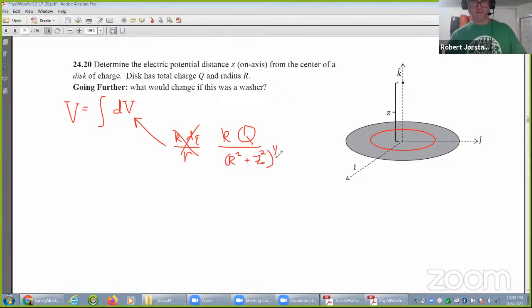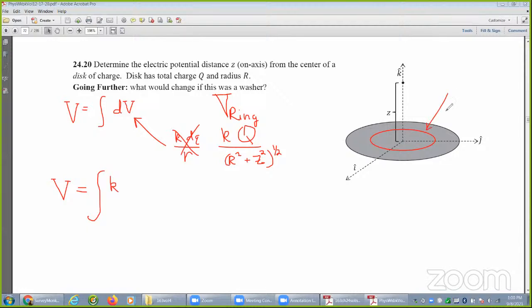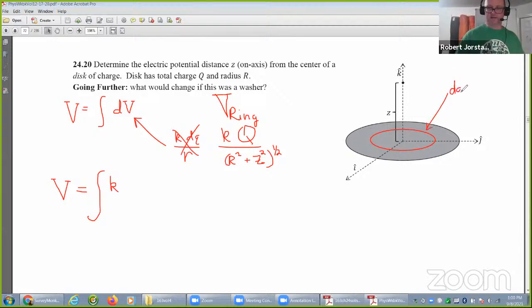This is on my exam equation sheet for a ring. Notice it's in the second column, 1, 2, 3, 4, 5, 6, 7 items down. That's the voltage from a ring. When I plug that into my integral, I need to make some subtle changes. Do you remember what changes we need to make? Do I type in Q or do I do something else? dQ. That's right. This is not the total charge. This is just part of the charge, so it's a dQ, right?